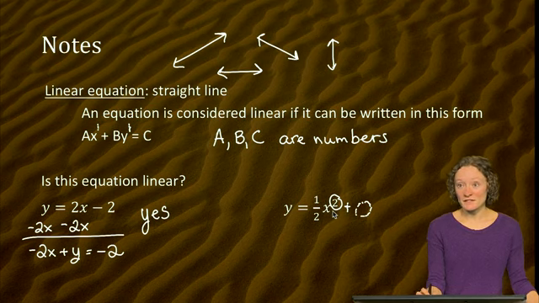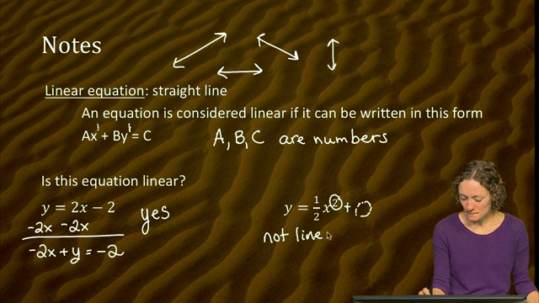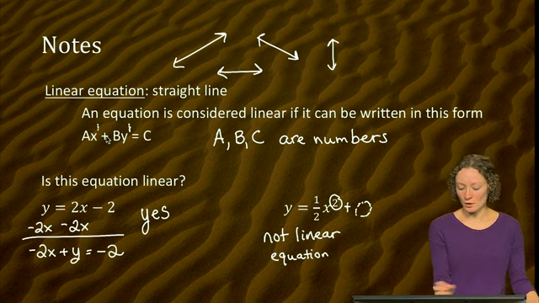The reason that this is not a linear equation is that the power on the x is not what we need it to be, a 1, but it's a 2. That causes the graph to look different. The graph of this would not be a straight line. Okay.